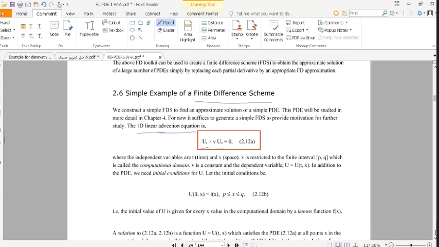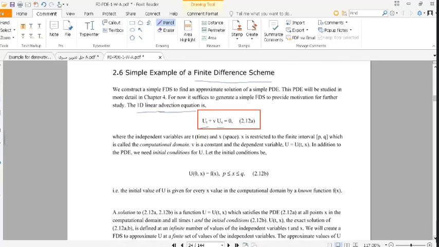What is the solution of this PDE? What does solution mean for this PDE? What is the answer? The solution of this PDE is a function such as u of x and t, such that u satisfies this equation, this PDE.